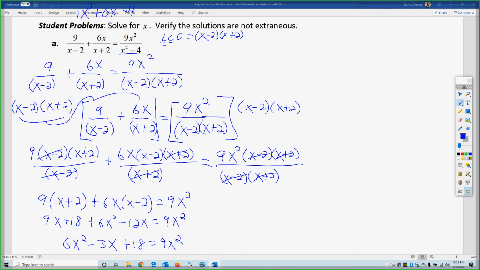So I think we're good so far. So we'll move the right-hand side here. So let's see, 6x squared minus 3x plus 18 equals 9x squared. So I want a leading term that's positive to be able to factor. So I'm going to move all this stuff to the right side.